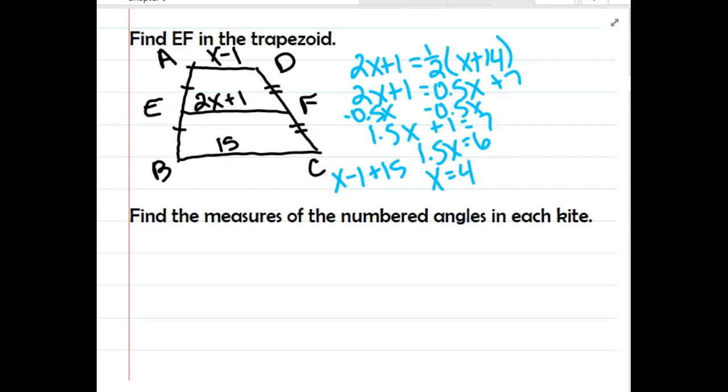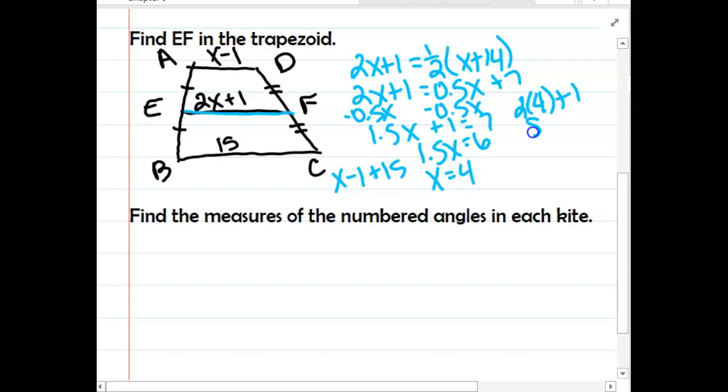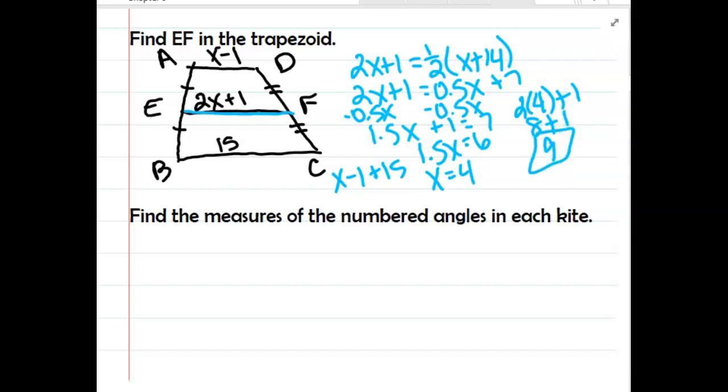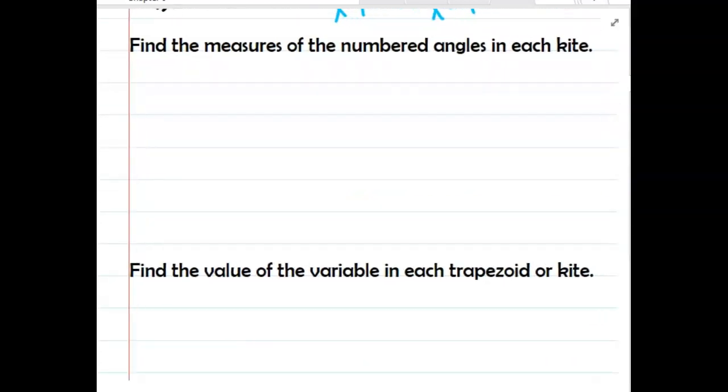Now, I think one of the biggest things today is you have to make sure you give your answer what they're asking for. So they weren't asking for x here. They're asking for EF. So what else do I need to do? Brianna? Right, plug it in. We're looking for the mid-segment, so we're going to plug it in right there. So we're going to take 2 times 4 plus 1, which would be 8 plus 1, which would be 9. So that kind of is just like an overwhelming thing when you get to your homework today. Make sure you're reading the directions. Make sure you're actually giving them what they're asking for.